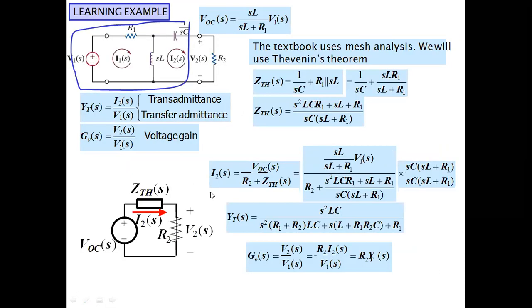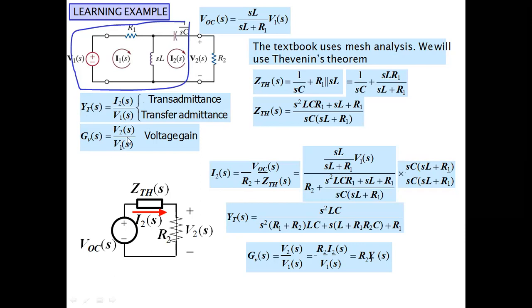So here, if we are supposed to solve Yt of S, that is the trans admittance, it will be the ratio of the output current with respect to the input voltage, I2 of S upon V1 of S. How can we solve this? We can take both in the same form. I2 of S can be written in the form of V1 of S, so V1 and V1 will cancel, and you will get the equation in the form of admittance.